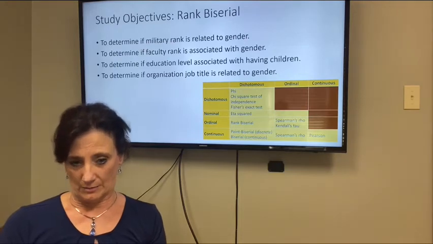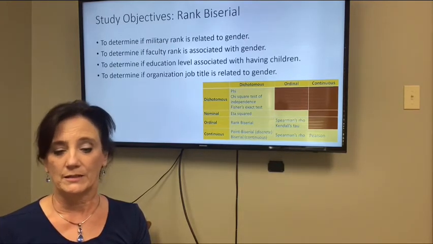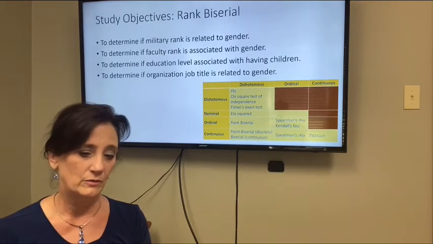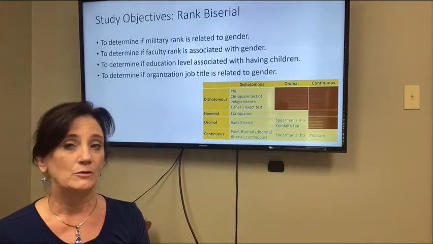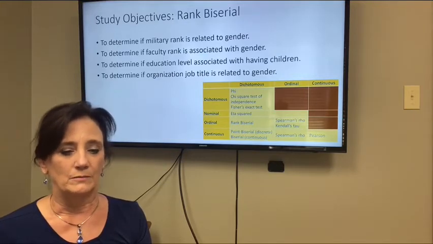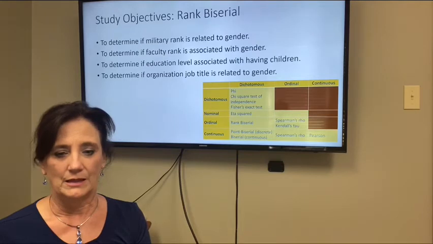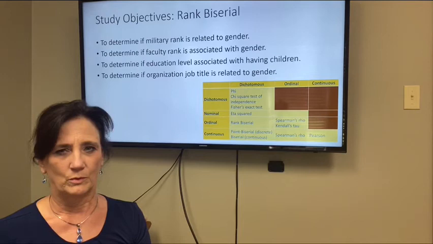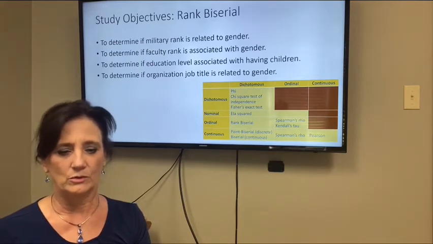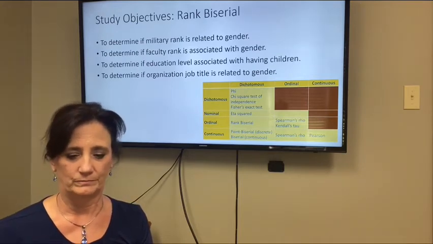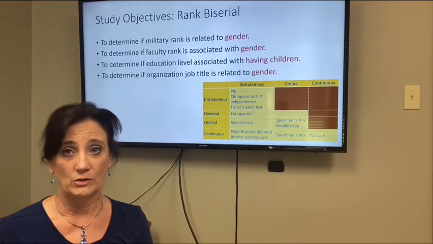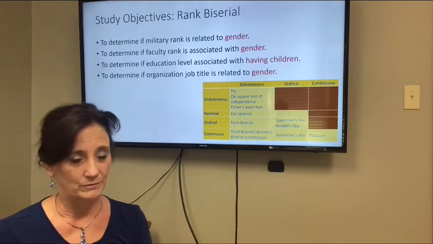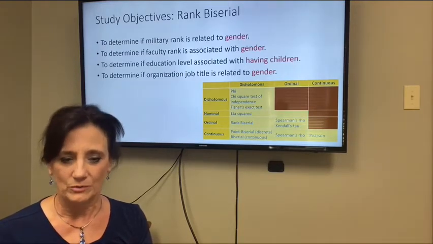In the next example, we're looking at rank biserial. And if you follow your chart again, remember rank biserial is a dichotomous variable and an ordinal variable. If you look at these 4 examples, which variable is your dichotomous variable? If you chose gender and having children, yes, no, as your dichotomous variables, you got it correct.